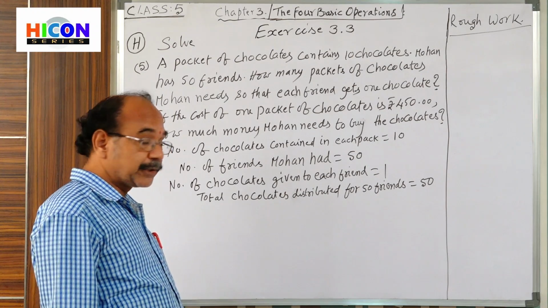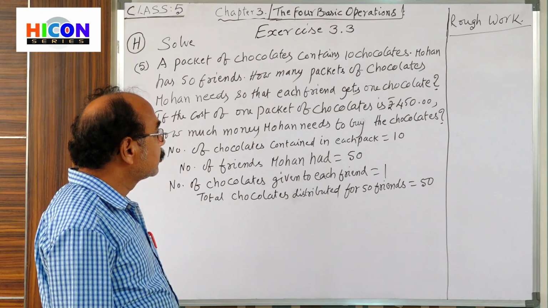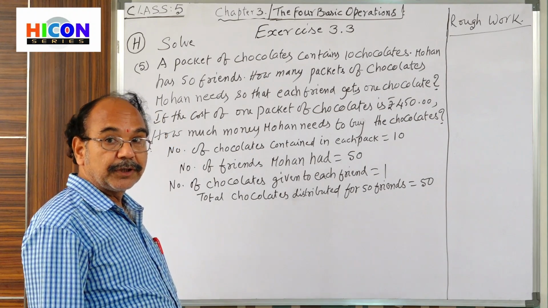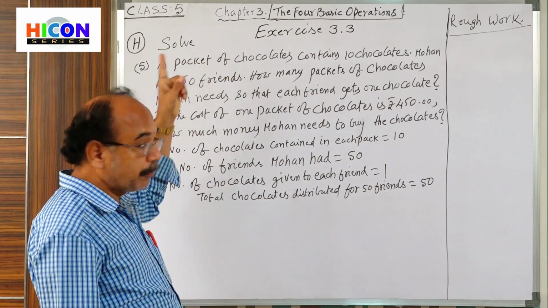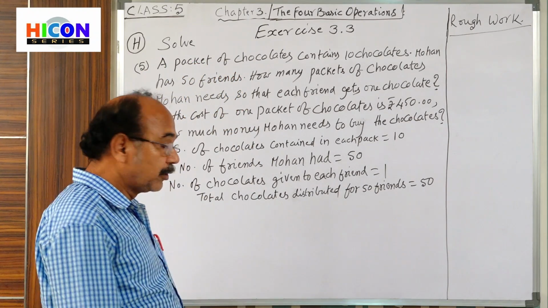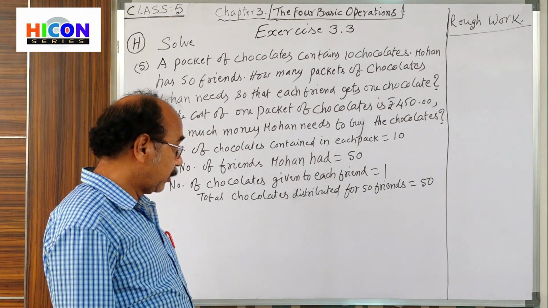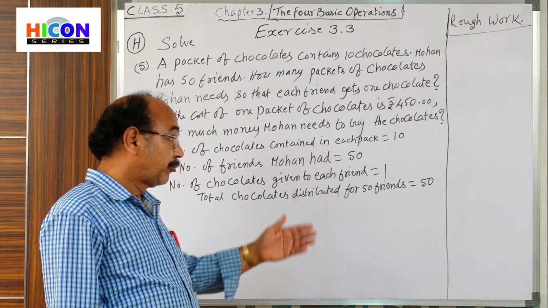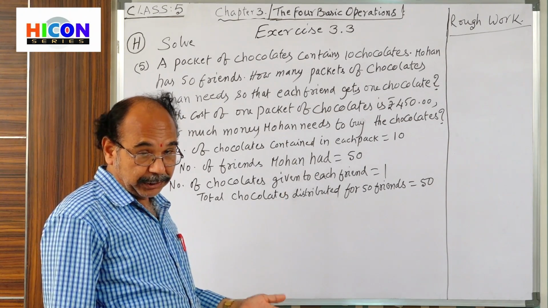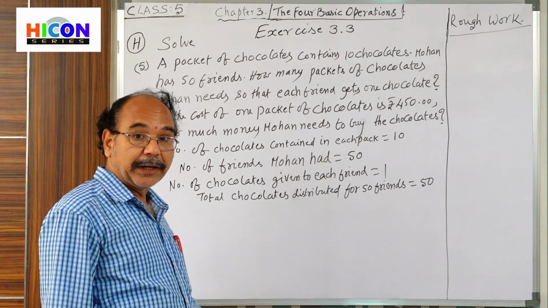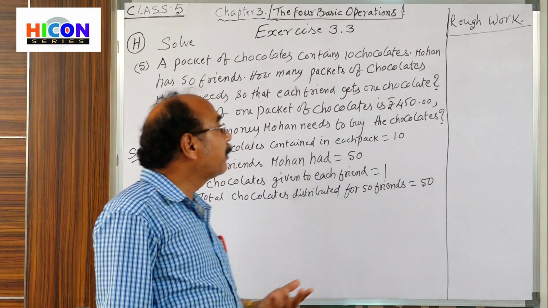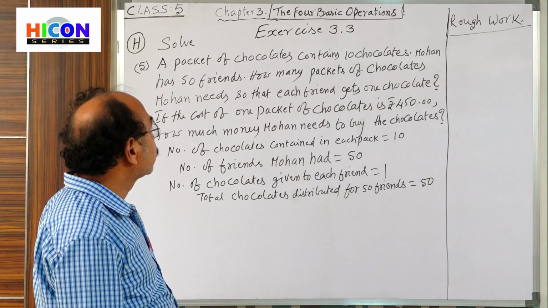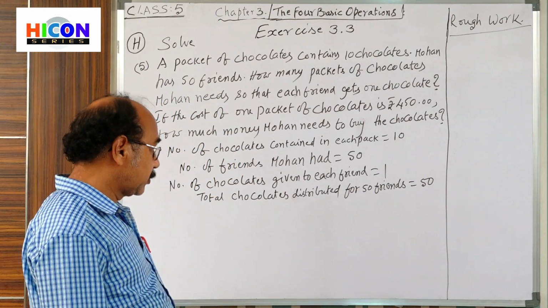That means how many packets he wants for distribution? 10 chocolates, 1 packet. Like that, 20 chocolates, 2 packets. 30 chocolates, 3 packets. Like this here, 50 chocolates means how many packets? 5 packets.